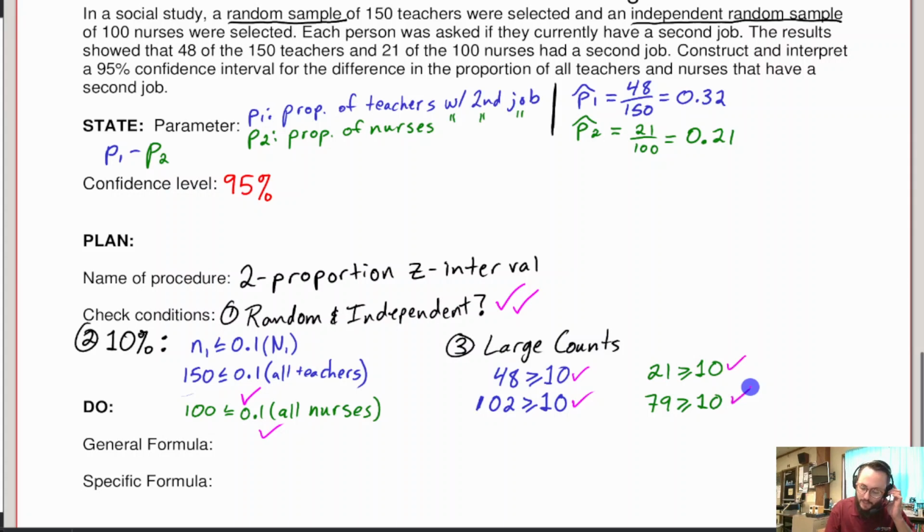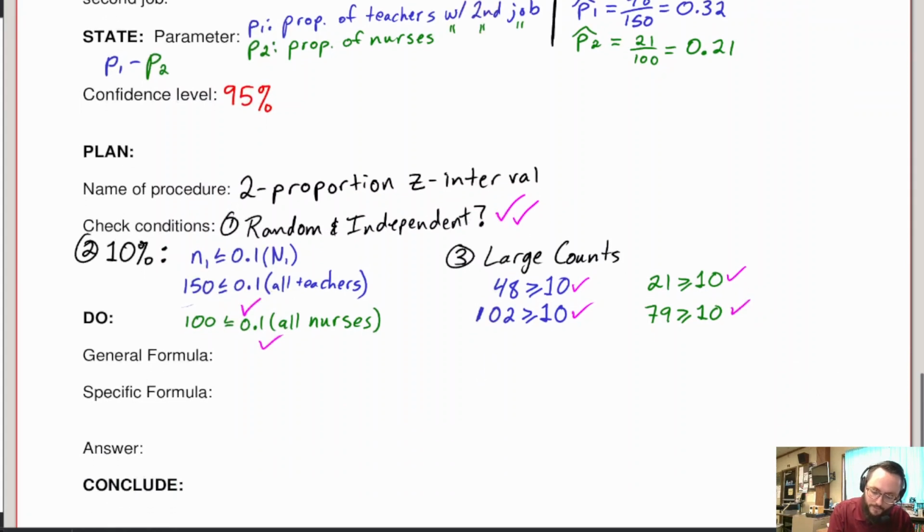Let's go ahead and do our formula. Remember, the general formula is always the point estimate plus and minus the margin of error. Always. Now the specific formula here is going to be p1 hat minus p2 hat.